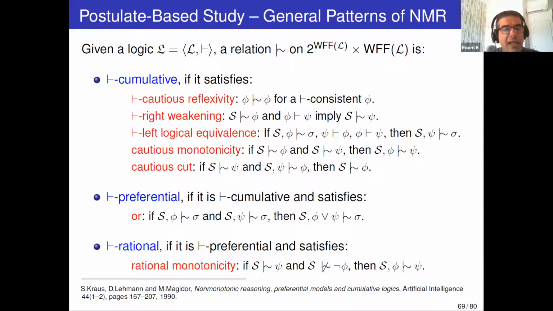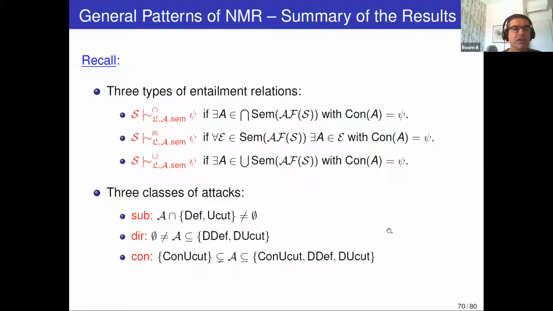Preferential entailments are cumulative entailments which also satisfy the OR postulate. And rational entailments are preferential ones that also satisfy rational monotonicity. Again, we have some results, but before I show these results, just recall that we have three types of entailment relations: two skeptical ones and one credulous entailment.